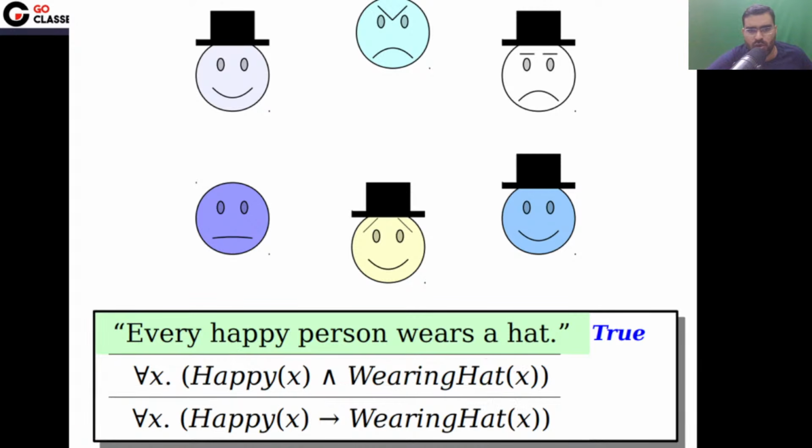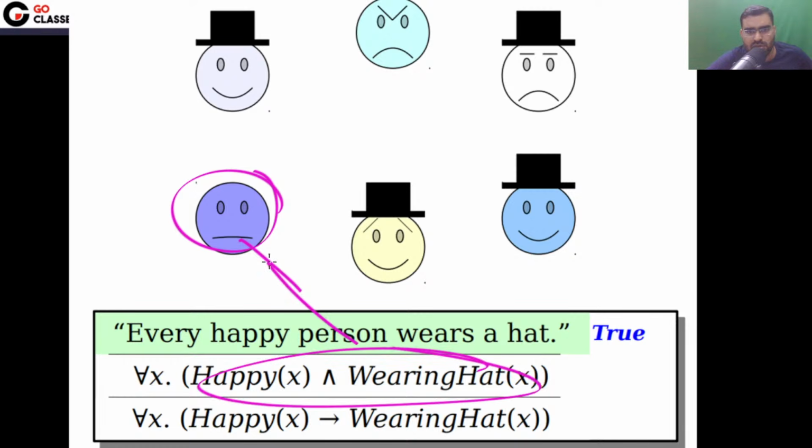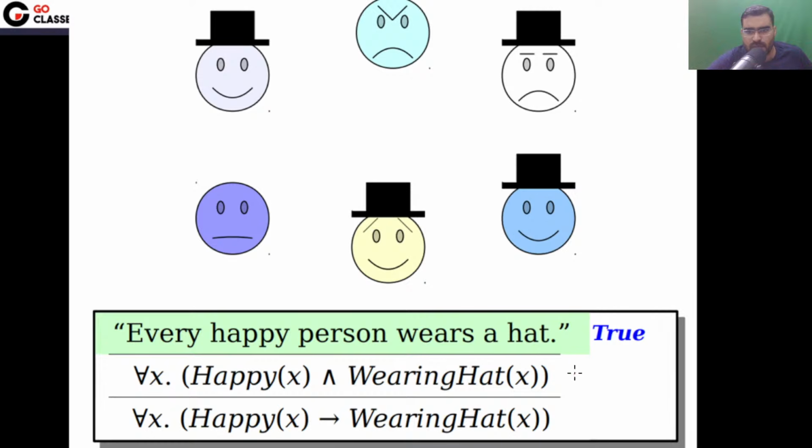Now you tell me, of these two statements on your screen, which is true and which is false? Can I say everyone is happy and everyone is wearing a hat? Can I say that for everyone this is true? Definitely not. For this person, this is not true. So definitely I can say that this is false.